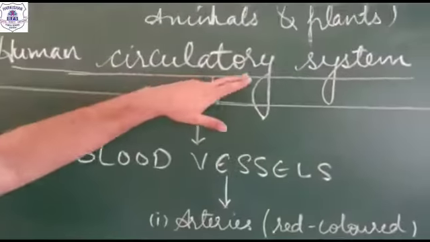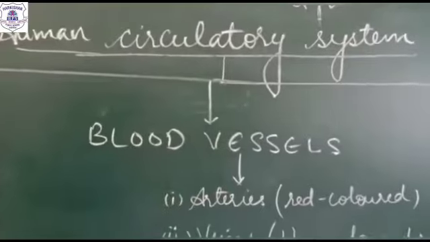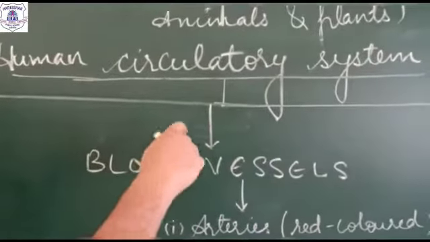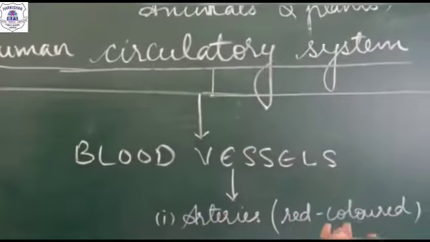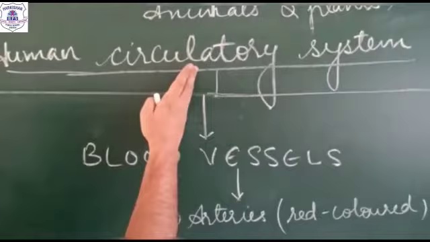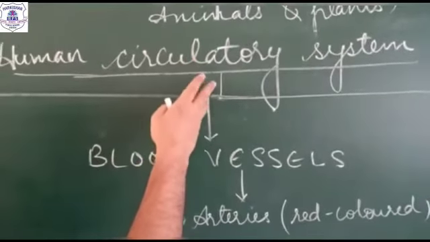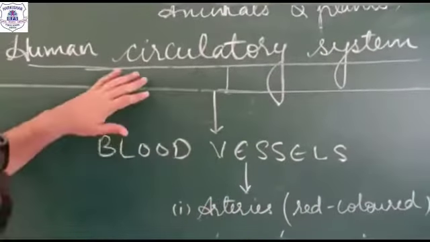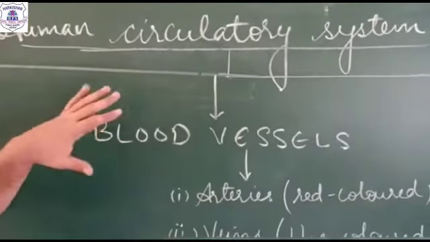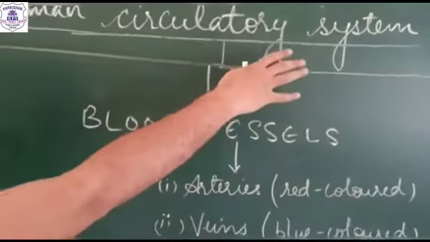What is the human circulatory system? It is a system which helps to transport different kinds of materials from one part of the body to the other. What are the materials that it transports? It can transport digested food, oxygen, carbon dioxide, etc. So for that we need the circulatory system. In this chapter we will learn the different components of this circulatory system.